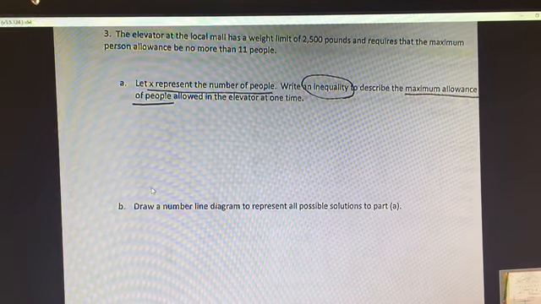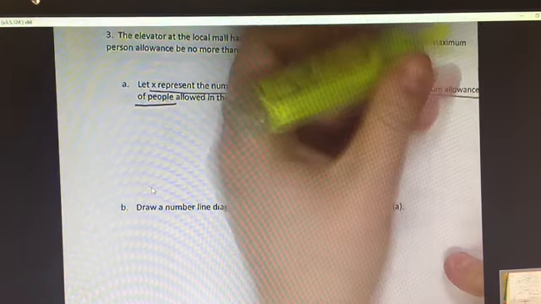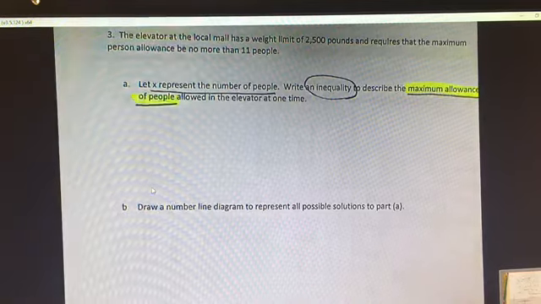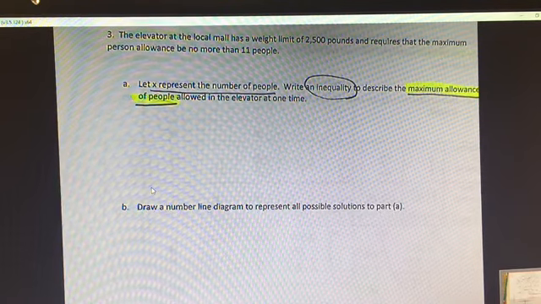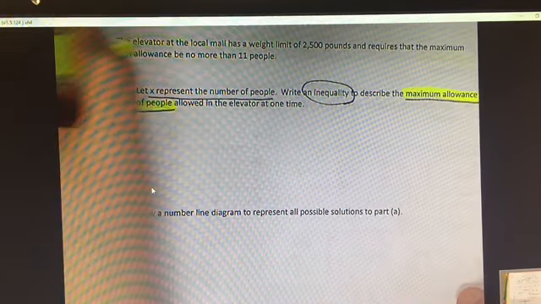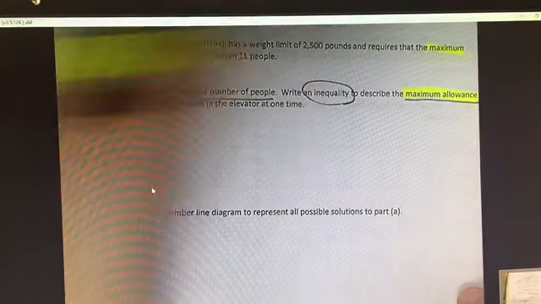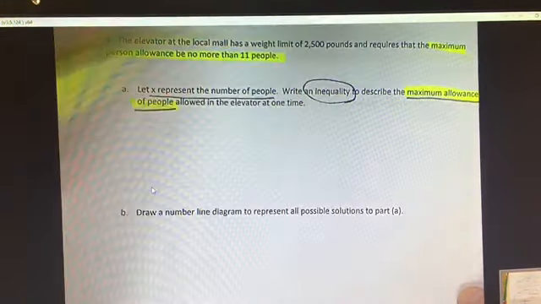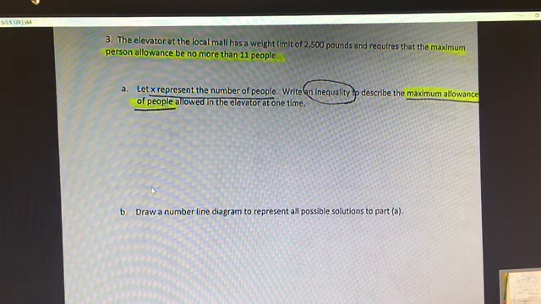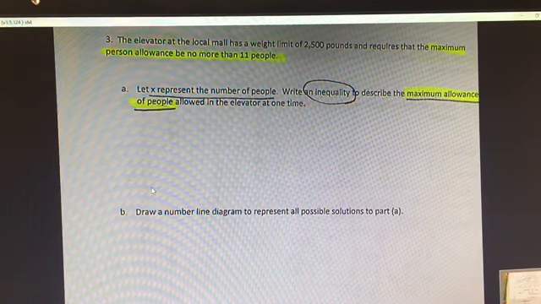So when we look, okay, if we're talking about maximum allowance of people, if we go back into the problem, it says the elevator at the local mall has a weight limit of 2,500 pounds and requires that the maximum person allowance be no more than 11 people. So maximum person allowance is no more than 11 people. So don't talk about the weight on problem A. It will mess you up, okay?